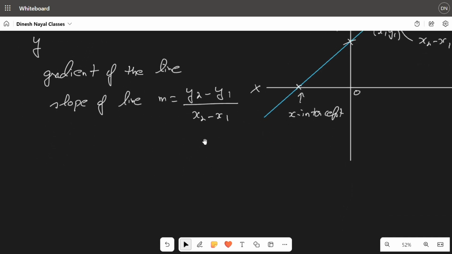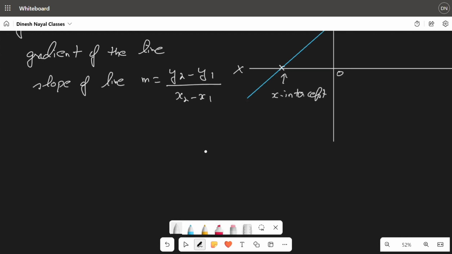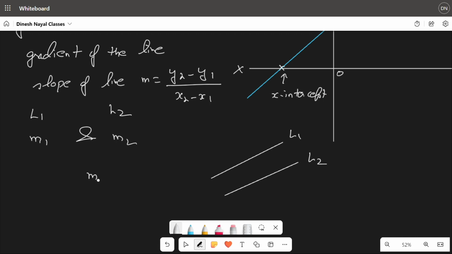Now suppose there are two lines whose slopes are m1 and m2. Consider one as line L1 and the other as line L2. If the lines are parallel, L1 and L2, then for parallel lines we have equal slopes, that is, m1 equals m2. So that's for parallel lines.